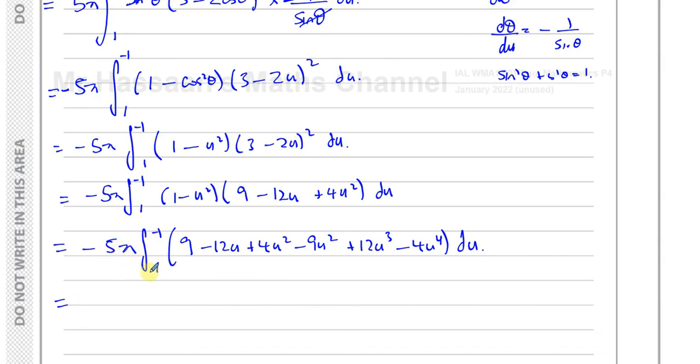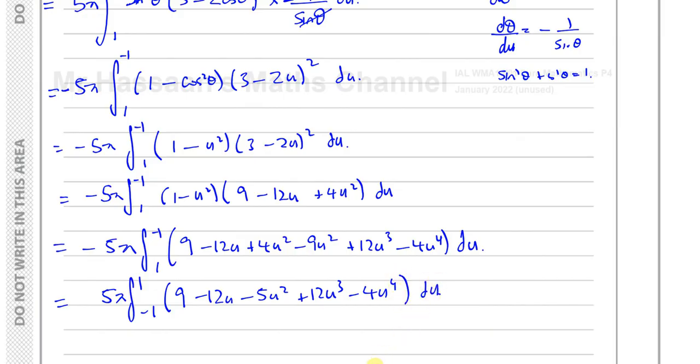And what I can do here, to get rid of this minus sign, is swap these limits, and this becomes 5 pi, and this becomes 1 and minus 1. And I've got 9, there's no other constant. Negative 12u, that's the only u term. Then you've got 4u squared, and you've got minus 9u squared, which is minus 5u squared. And then you're going to have 12u squared minus 12u cubed plus 12u cubed, and minus 4u to the power of 4. There's quite a few terms there.